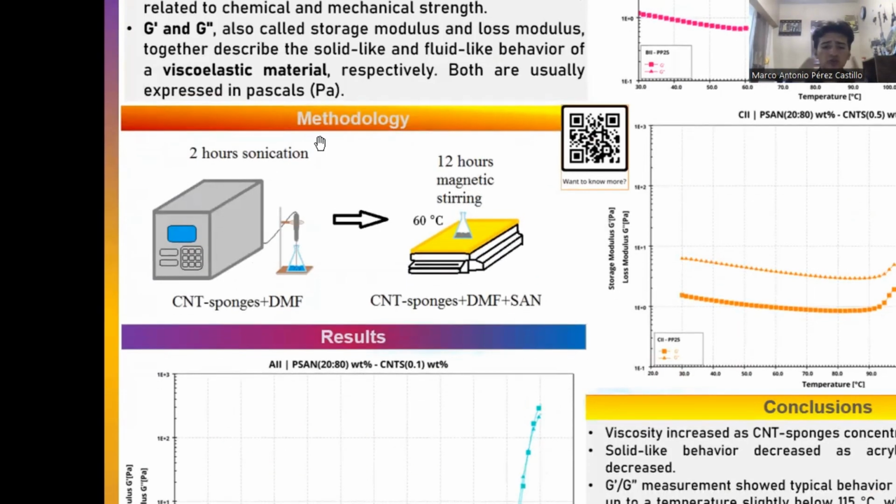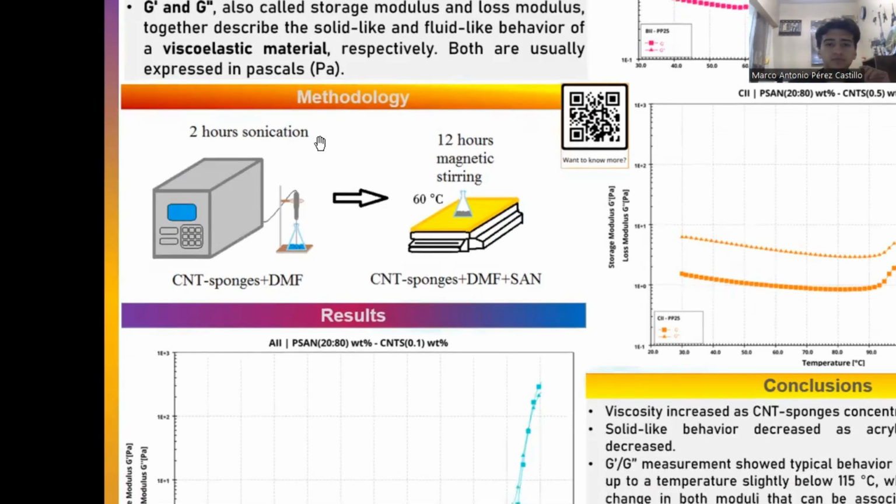For the manufacture of each solution, the same methodology was used, which consisted in the dispersion of carbon nanotube sponges in methylformamide by means of sonication for 2 hours at 500,000 joules of energy. Subsequently, 10% by weight of the copolymer was added to the composition of each series, and it was left under magnetic stirring at 60 degrees Celsius for 12 hours.